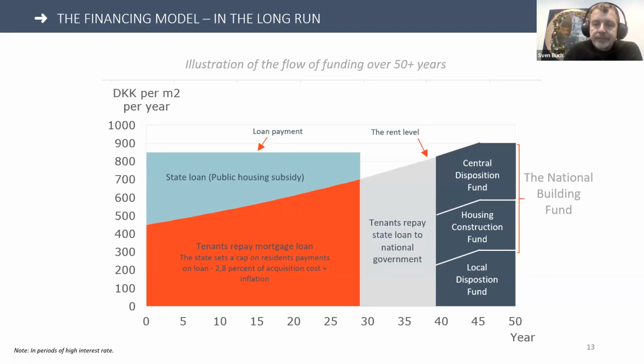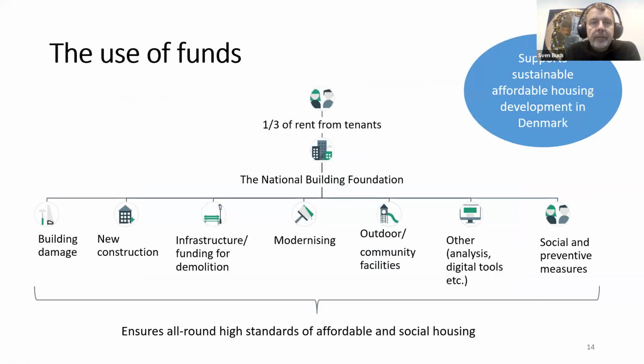These funds can be used if there are building damages, for new construction, also for infrastructure. We can modernize the dwellings, we can improve or establish community facilities, or we can do analyzing jobs, or we can do social programs also.